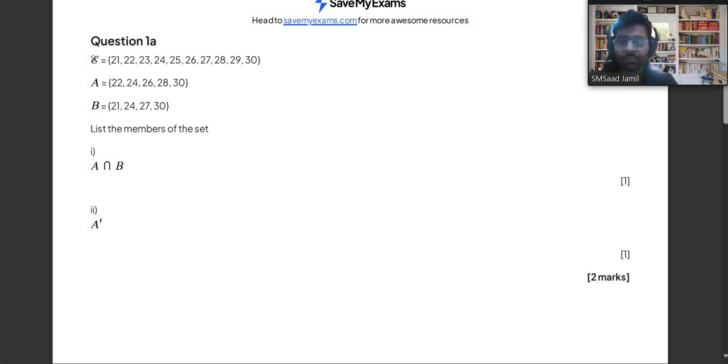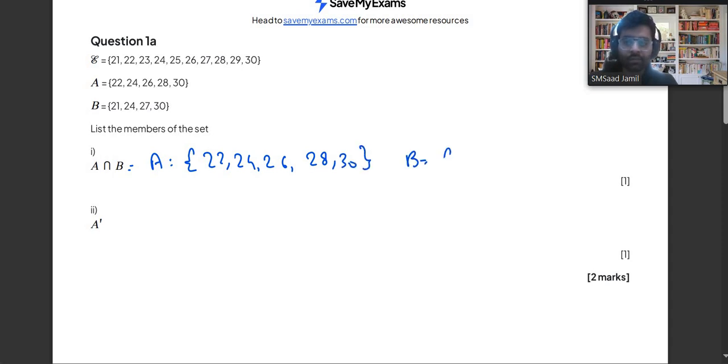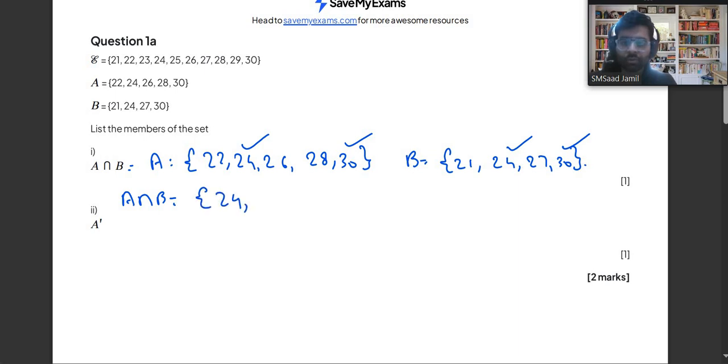A intersection B basically means what is common between A and B. So in A we have the elements 22, 24, 26, 28, 30, and in B we have 21, 24, 27 and 30. Alright, so which elements are common? If you look at it, we have 24 as common and we have 30 as common. So the answer for A intersection B would only be 24, 30.